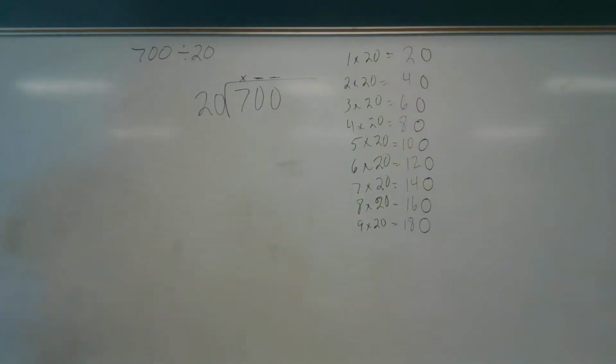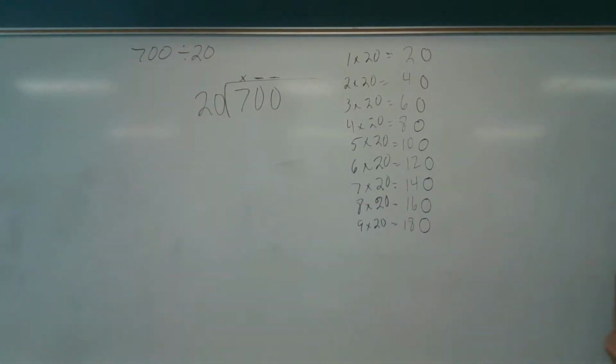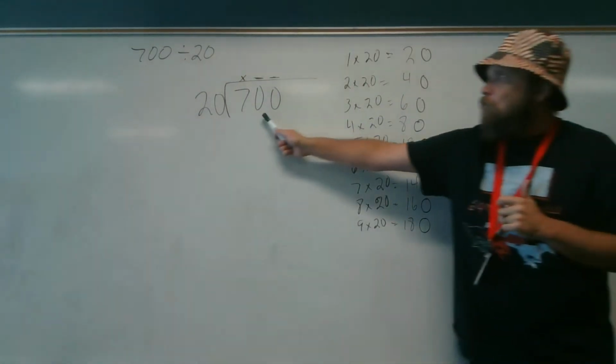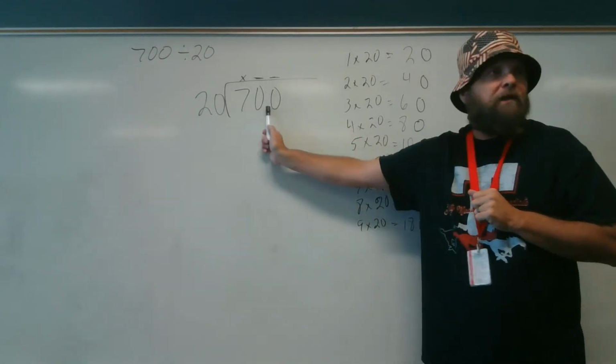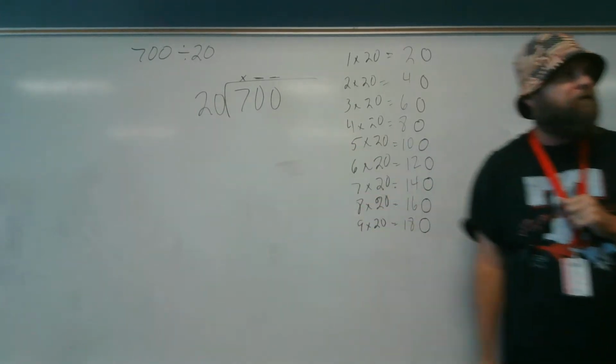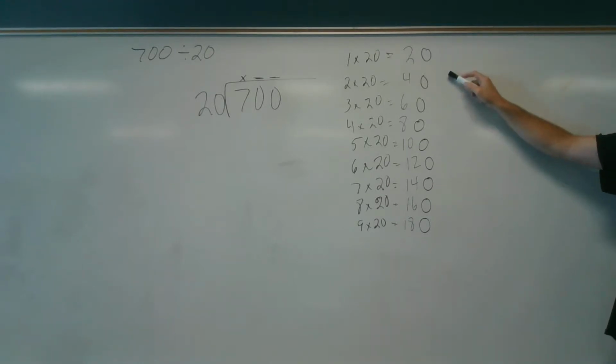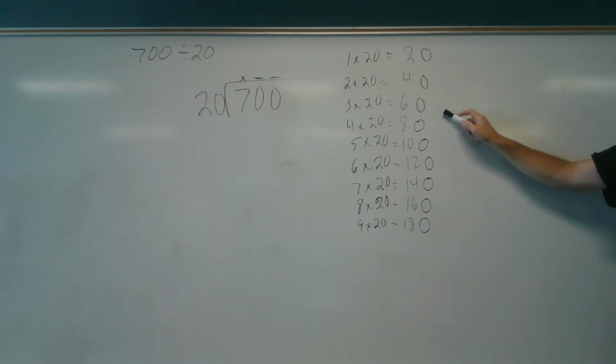So now Trent, this handy dandy chart where I've listed my multiples, I look at it and I'm dividing 20 into 70. I'm not looking at this 0 yet. I'm dividing 20 into 70. So I look at my multiples and I need to get as close to 70 as I can get without going over. So you tell me when I've gone too high, Trent. 20, 40, 60, 80, 90.